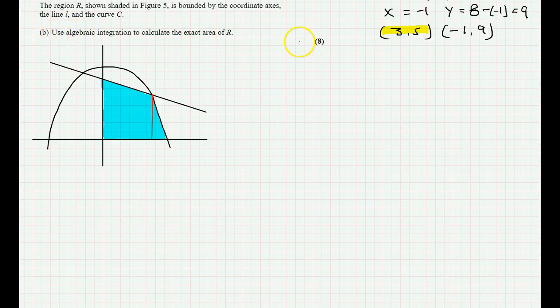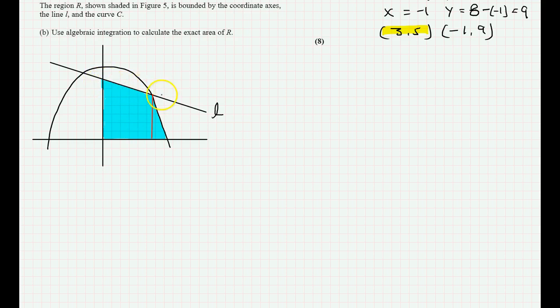Now the part B of this question, which is of 8 marks, it says the region R is shown shaded in this figure. This is the part where we have to find the area, bounded by the coordinate axes. This is the y-axis, this is the x-axis, this is line L, and this is the curve. Use algebraic integration to calculate the exact area of R. Now there are so many ways to find this area. Let's try to find this area.